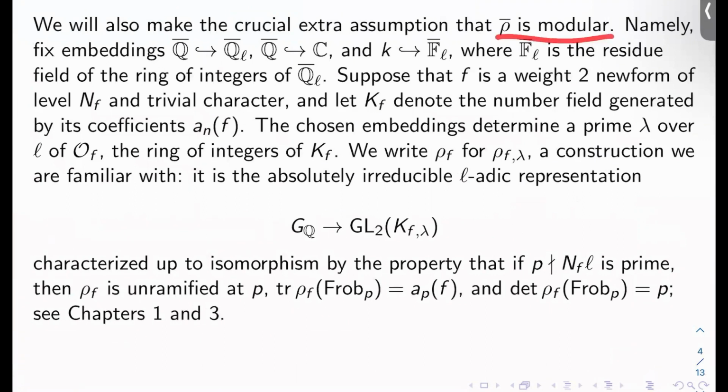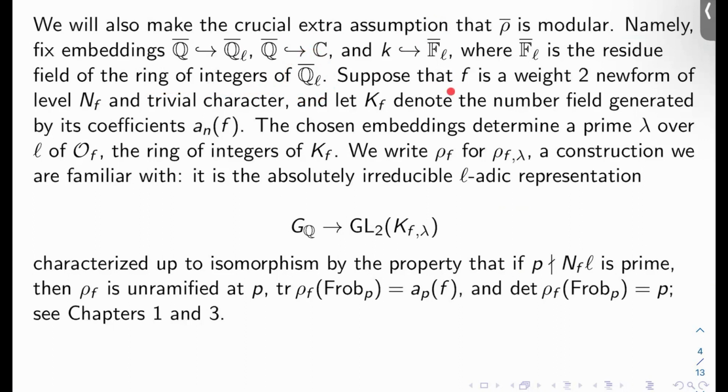Okay, and then we're going to put one more assumption on rho bar. So we're going to assume rho bar, crucially, is modular. Namely, let's be precise about what we mean and recall what that means. Let's fix embeddings of Q bar into Q bar_L, Q bar into C, and K into F bar_L, where F bar_L is the residue field of the ring of integers of Q bar_L, an algebraic closure of the L-adic numbers.